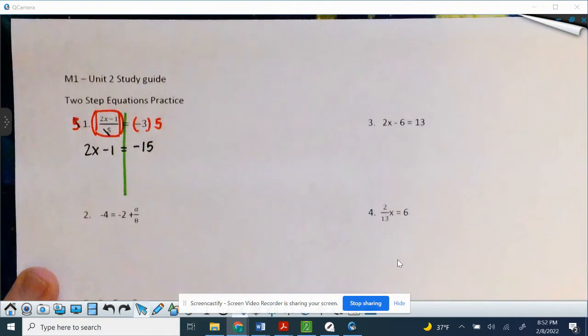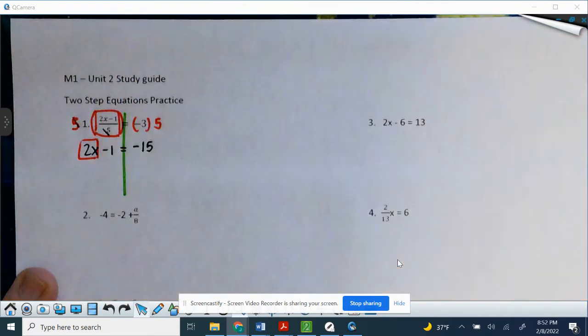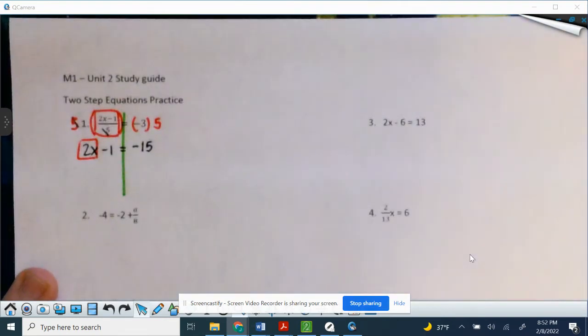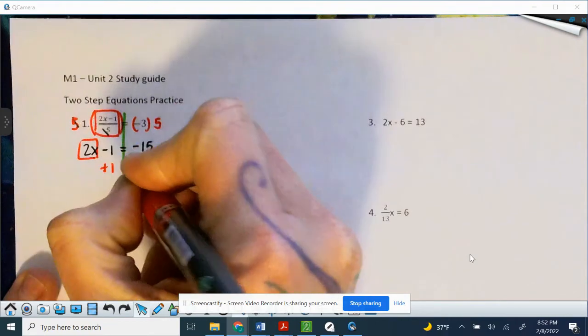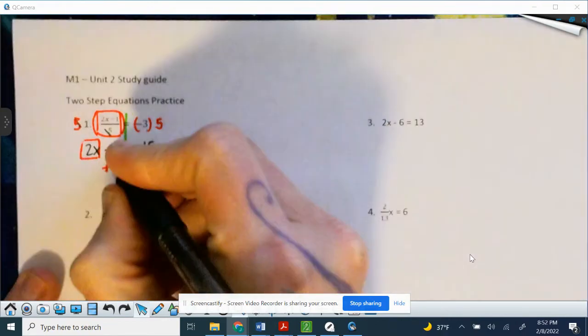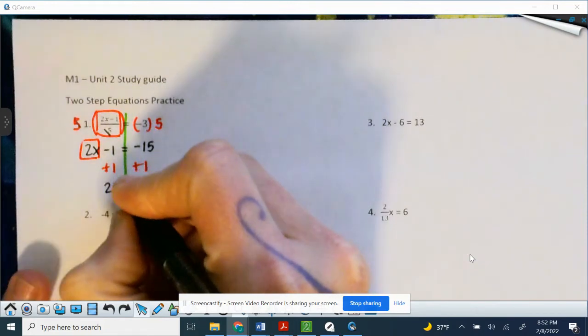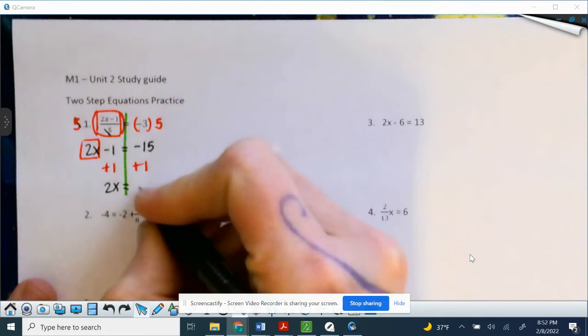Now, again, keeping up with our x and staying on each side, the negative 1 is over there with x and needs to move to get 2x by itself. So we're going to add 1, and that's because that is the inverse of that negative, or minus 1. So 2x equals, and I add 1, which means I owed you $15 and I paid you 1. It means I owe you 14.